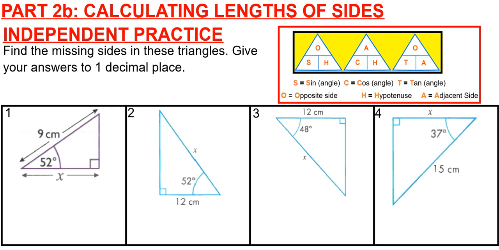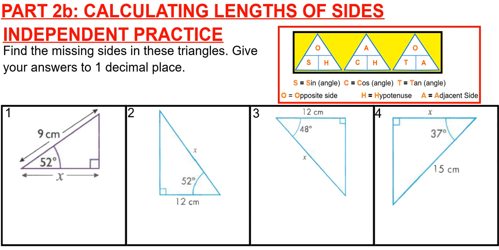So four triangles. I want you to have a go at these, copy out the questions into your books, label the sides, follow the steps, and see if you can work out the missing side x in each of these examples. So pause the video here, give yourself a minute or two, replay the video when you want to find out the answers. So press pause if you want.